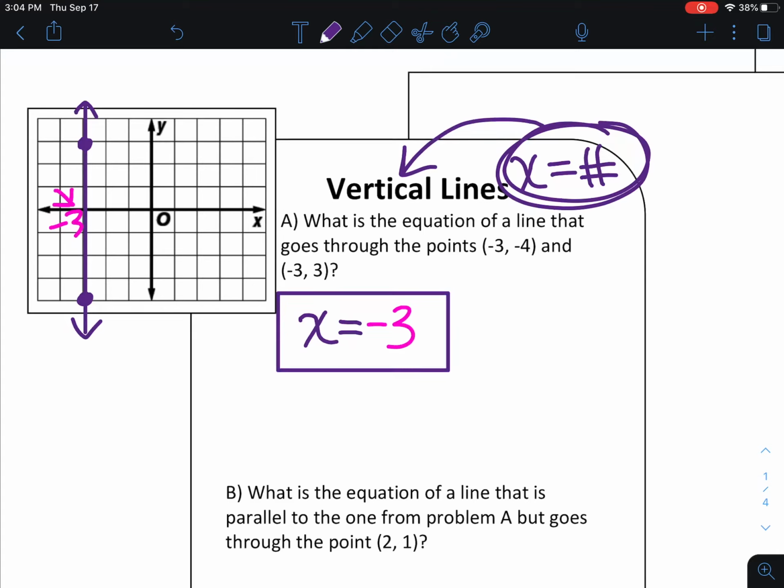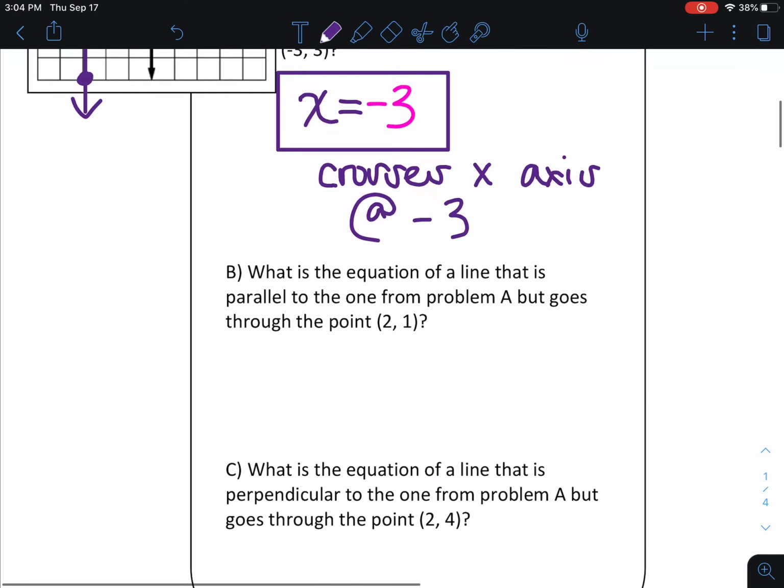The number is basically where it crosses the x-axis. So in this case, this line crosses the x-axis right here at -3. All right, so that's going to be x equals -3. The way you can remember this is that it crosses the x-axis at -3, okay?